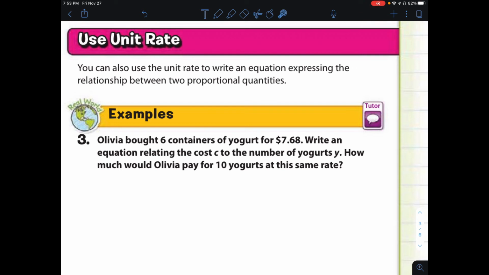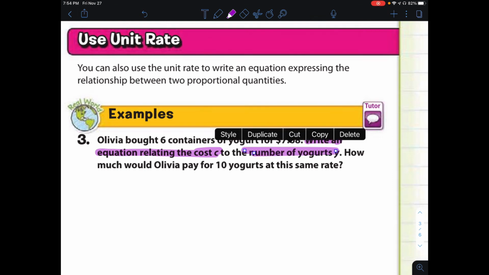Olivia bought 6 containers of yogurt for $7.68. Write an equation relating the cost C to the number of yogurts Y. Okay, how much would Olivia pay for 10 yogurts at this same rate? So this gives us an idea on how to create our rate. It says write an equation relating the cost C to the number of yogurts Y.